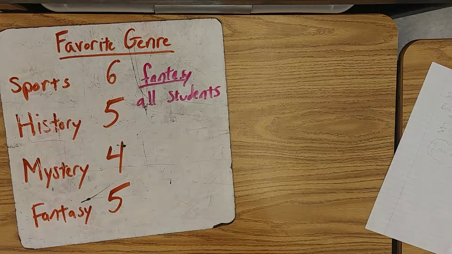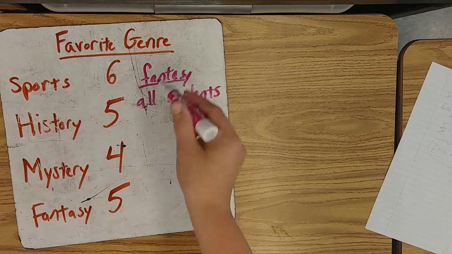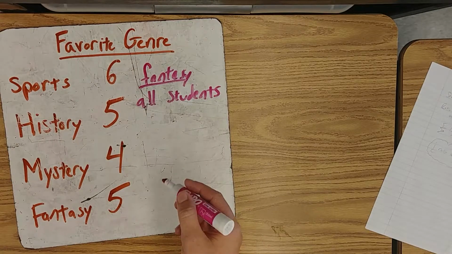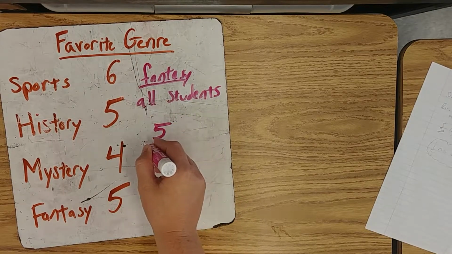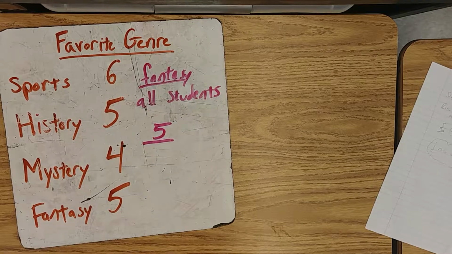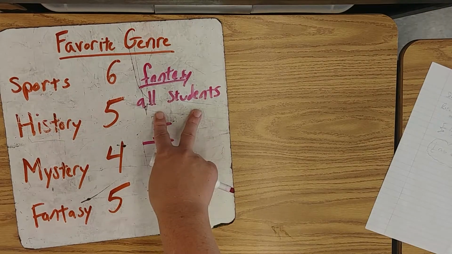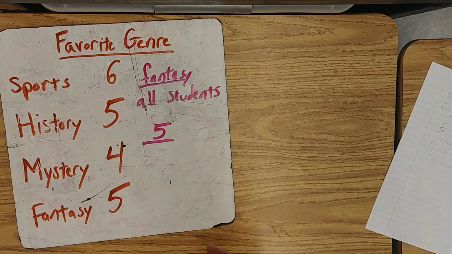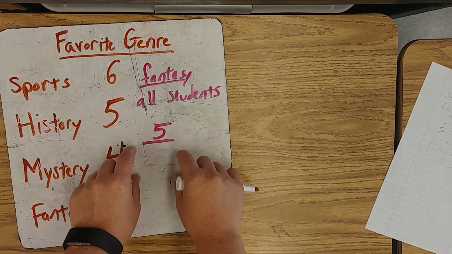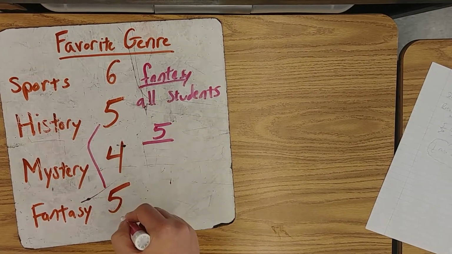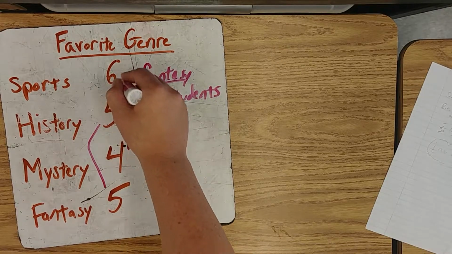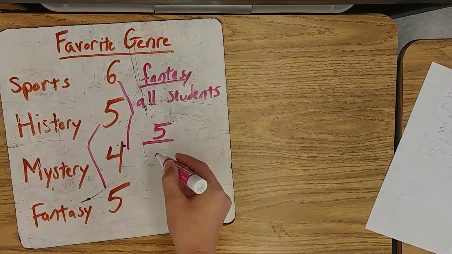The first thing I would have to look at is what is the fantasy number. And it turns out that the fantasy number is 5. So there are 5 students that like fantasy. Now I'm trying to compare that to all of the students who were polled. So I have to add up all of these numbers to get the total number of students. I know that 5 plus 5 is 10, and I know that 6 plus 4 is 10, so that makes 20 students total.